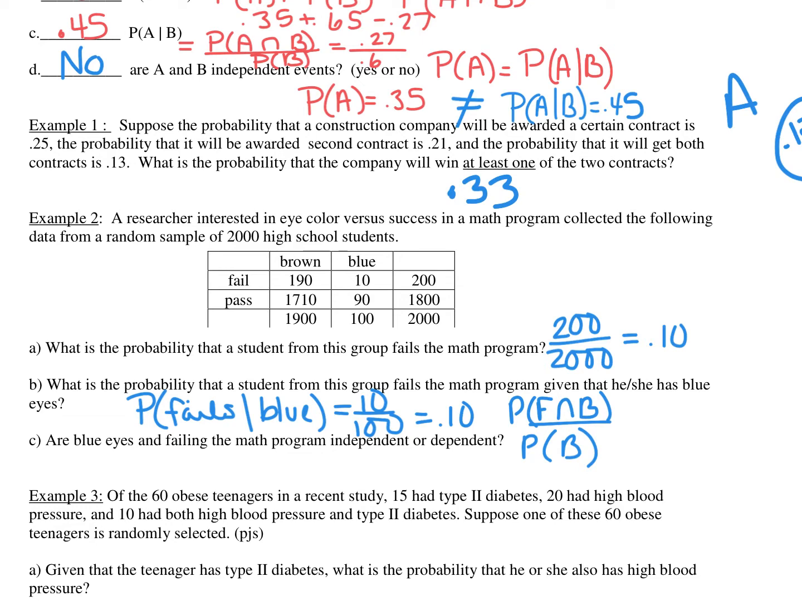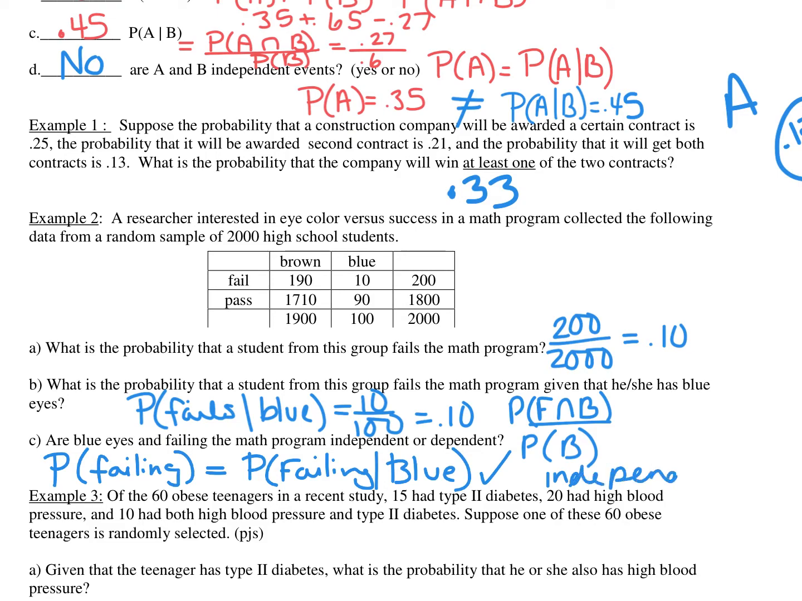Okay, and then are blue eyes and failing the math program independent or dependent? So in order to have independence, this is where again we say the probability of failing has to be equal to the probability of failing given that you have blue eyes. Okay? Well, we just found those two probabilities in parts A and B. Because they are equal to each other, then yes, we have independence here.